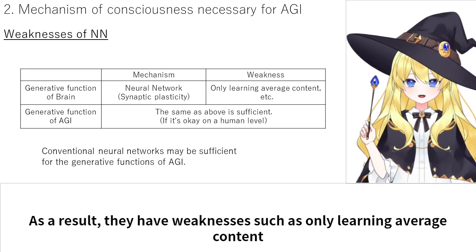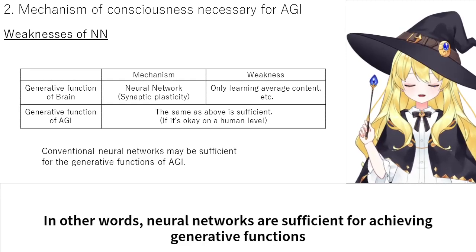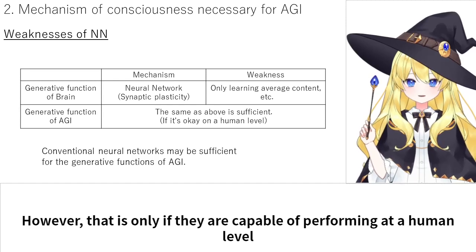Neural networks learn through synaptic plasticity. As a result, they have weaknesses such as only learning average content. However, the brain achieves generative functions using neural networks. In other words, neural networks are sufficient for achieving generative functions. Conventional neural networks may be sufficient for the generative functions of AGI. However, that is only if they are capable of performing at a human level.